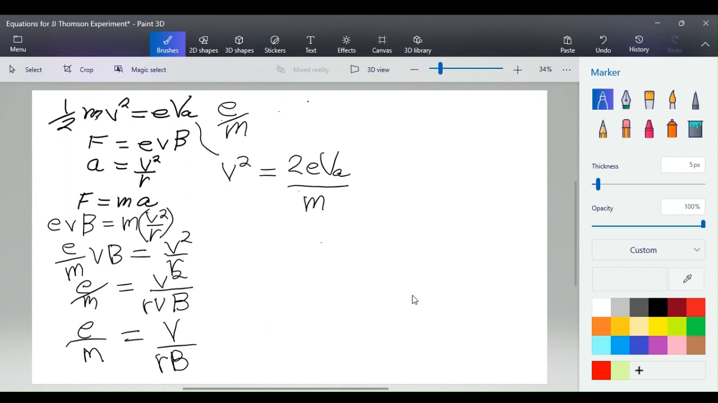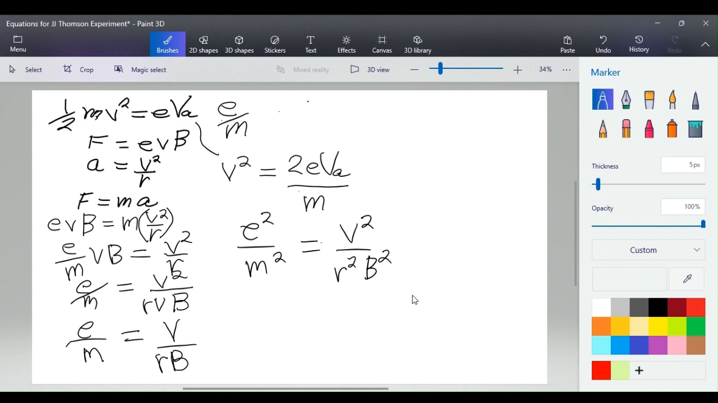Now, back to this V squared thing. Well, I don't have V squared anymore. So here's what I'm going to do to make this all work out. I can replace the V squared with something. So what I'm going to do is square both sides of this. Square the E over M and the V. And I'm going to make that E squared over M squared equals V squared over R squared B squared.